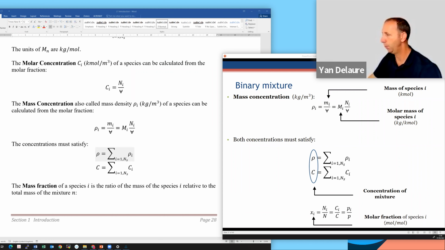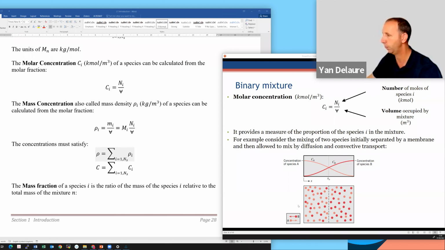Another useful term is the molar fraction, which is essentially the number of moles of the species I compared to the total number of moles in your mixture. So you have perhaps 10 moles of species I for 100 moles of mixture. So you have 10% of the mixture is made up of species I. That's the way you would define it. You can prove that it's the same as the ratio of molar concentrations, and also you can prove for an ideal gas that it's the same as the partial pressure of species I divided by the pressure of the mixture.